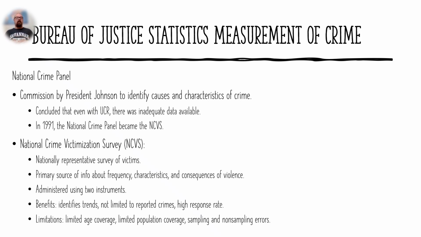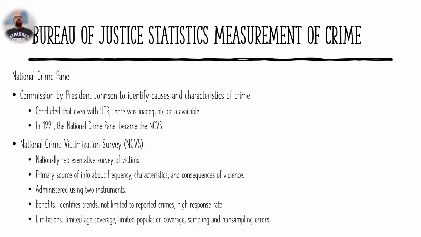So he brought together what was known as the National Crime Panel. And the National Crime Panel actually changed its name to the National Crime Victimization Survey in 1991. But the National Crime Panel started in 1972, and it originally consisted of 2 household samples and 2 commercial samples. And they looked at specific incidents from the viewpoint of the victims.